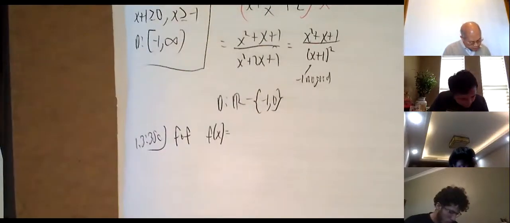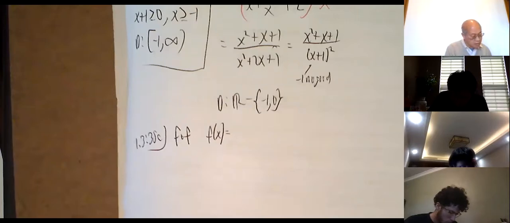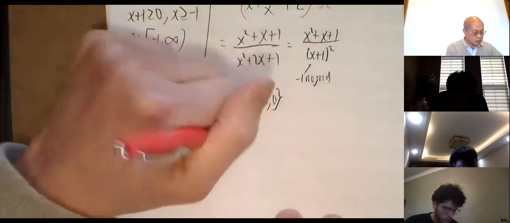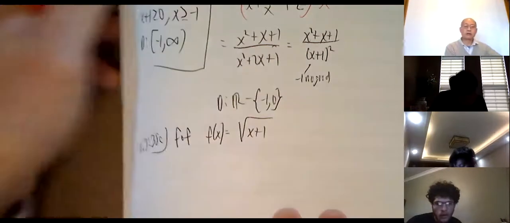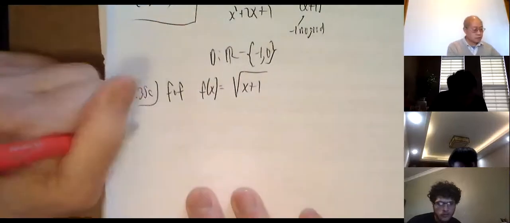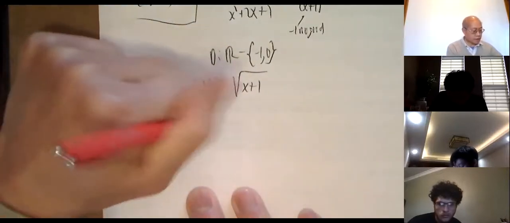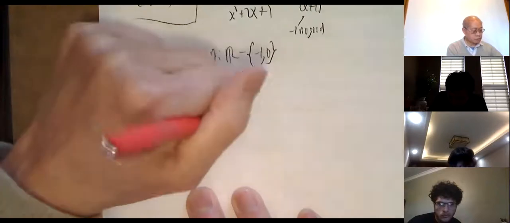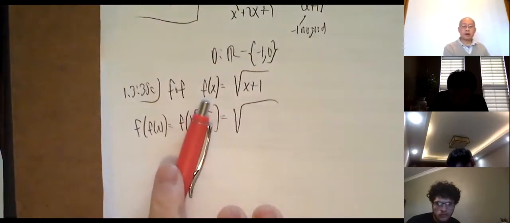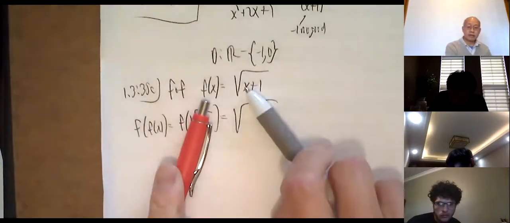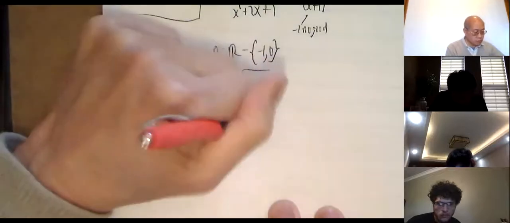What was F? Where's F? Where'd it go? Radical x plus 1. So F of F is F of radical x plus 1. So whatever is behind my red pen there goes right there. So it's radical x plus 1 plus 1.